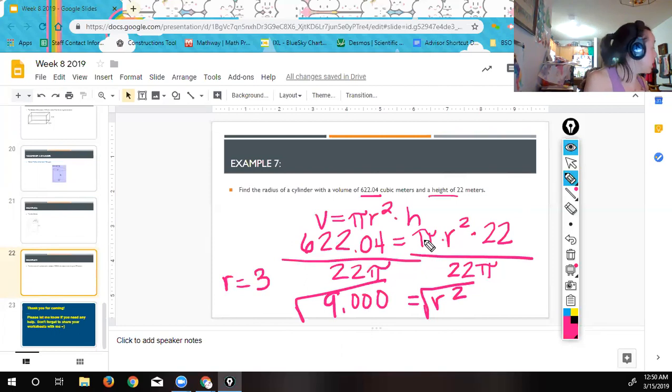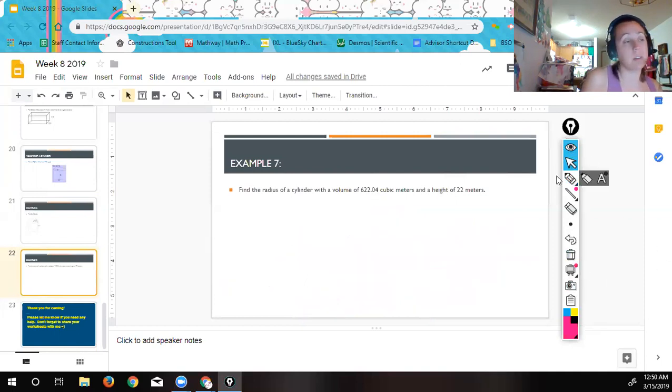I highly recommend having a calculator like this one because you can store answers in there, and it helps.